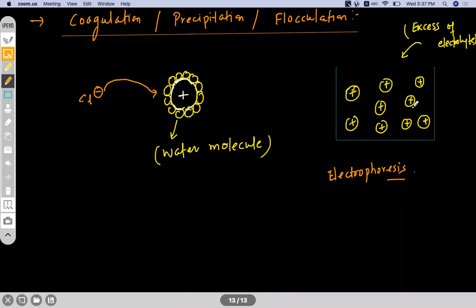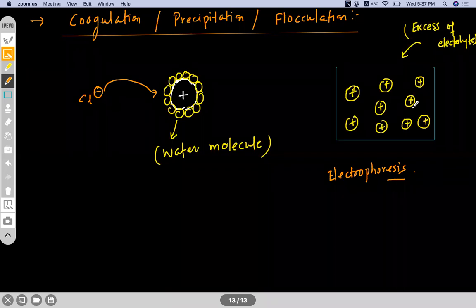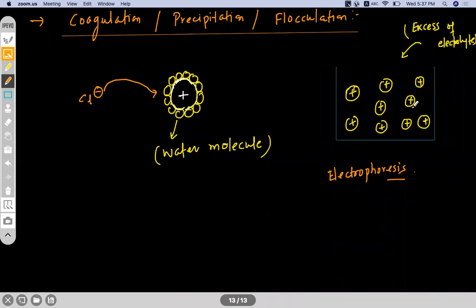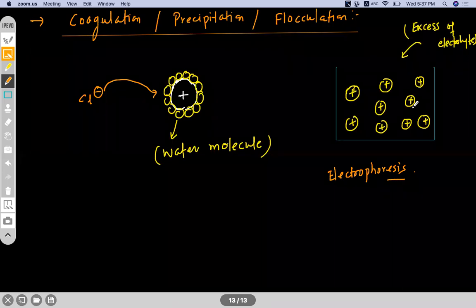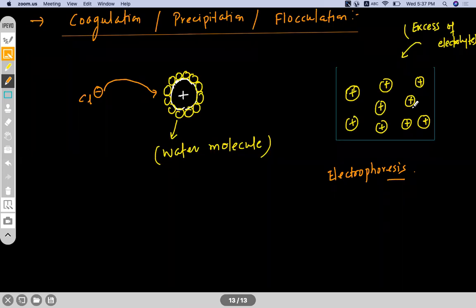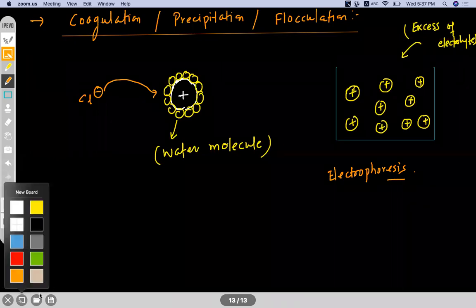So for a positively charged sol, what could be the coagulating ion? Negative or positive? Negative. It is always opposite. If you have a negatively charged sol, positive ions are the coagulating ions. Common sense, correct? Now we have a certain rule, which depends upon the coagulation capacity of the electrolyte that you are adding. This rule we call the Hardy-Schulze rule. The name is weird, but yes, this is the name.